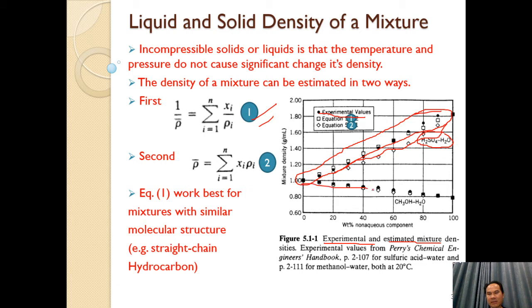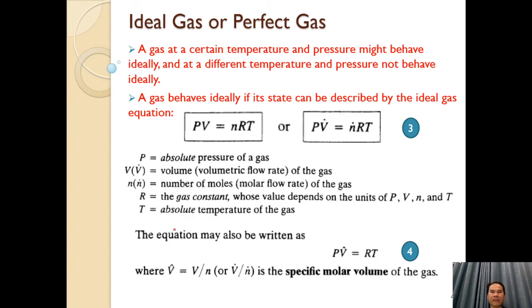But for the system of methanol, CH3OH, and water, both formula 1 and formula 2 are good estimators, because they are close to the experimental value. You can use both equations, but the first equation is based on mixtures with similar molecular structure, and the first one is better. Okay, I have introduced the density of mixtures for liquids and solids, and next we will talk about gas.